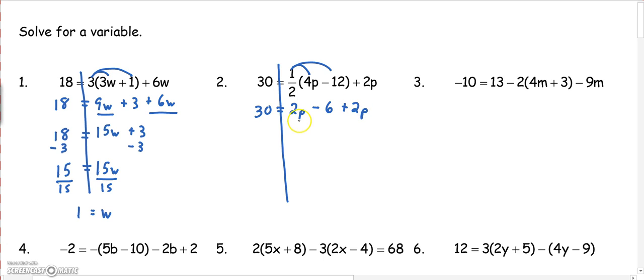So again, I have to combine like terms. I have two variables. So 2p plus 2p gets me 4p minus 6. The inverse of subtraction is addition, so I'm going to add 6 to both sides. 36 equals 4p. Divide by 4. So p equals 9.